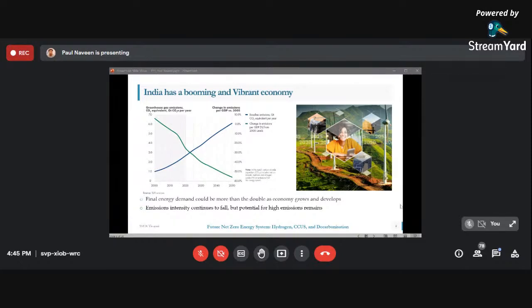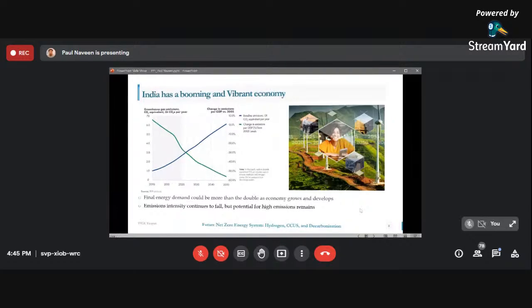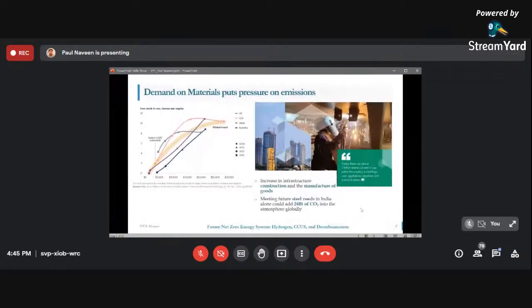So moving further, I'll be talking about this. We understand that India is a vibrant economy now, standing in fifth place. Coming to this slide, we see that demand for materials puts pressure on emissions. Here we can see, compared to other countries, where India stands. We are estimated around.